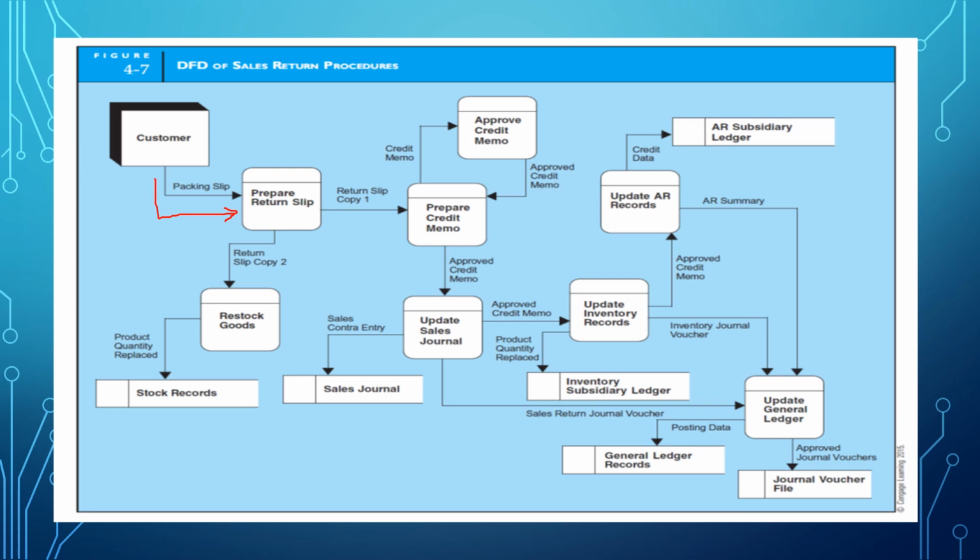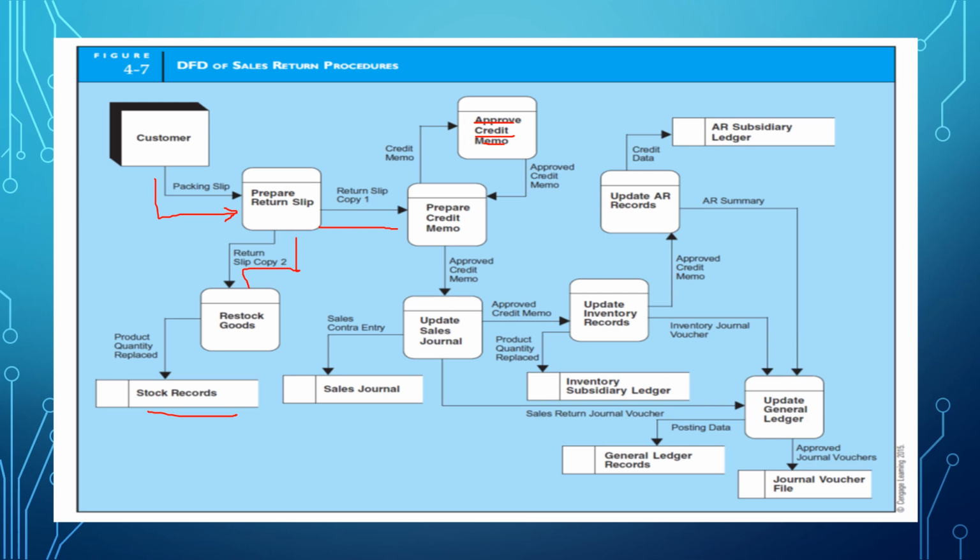And in preparing the return slip, we need to send a copy of the return slip to restock the goods, restock them in the inventory. Then we will update the stock record with the items returned, and then we send one copy to prepare the credit memo. The credit memo is the main document for the sales return function or sales return scenario. And then what we will do is update the approval of the credit memo.